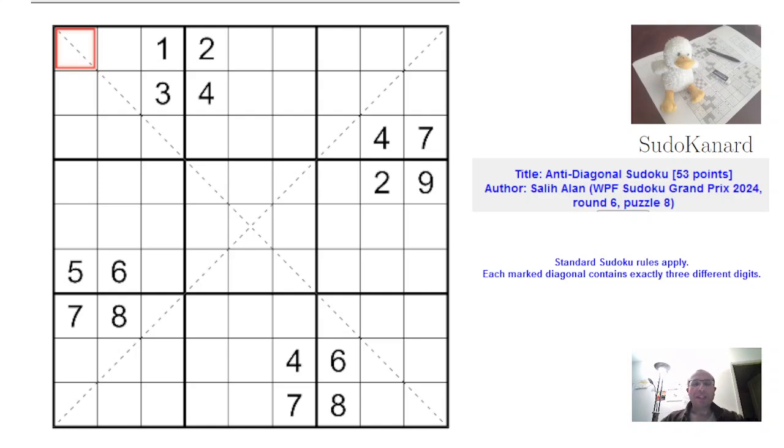We're here to solve this anti-diagonal Sudoku by Turkish author Salih Alan from the recent Sudoku Grand Prix. This puzzle is worth 53 points, which is kind of middle of the road in terms of difficulty, except that during the contest, it's the puzzle that had me kind of struggle.